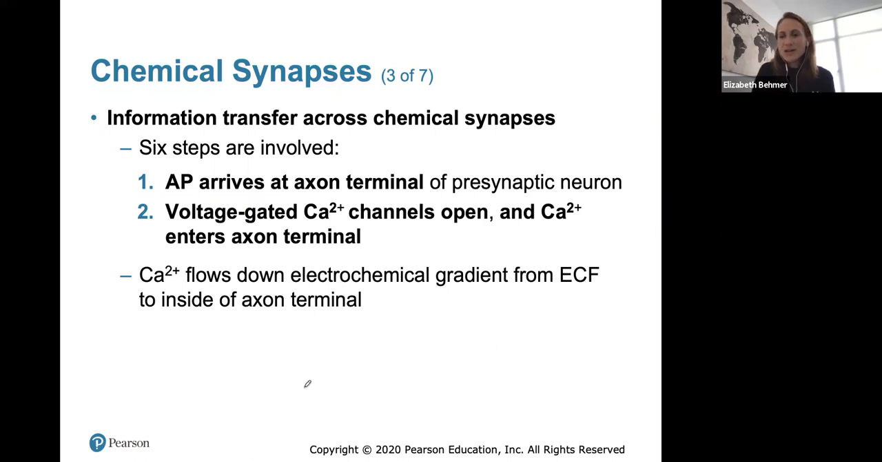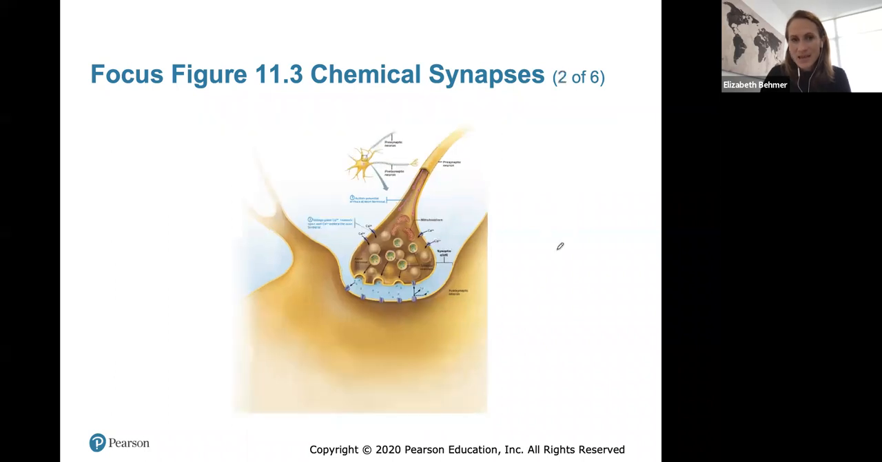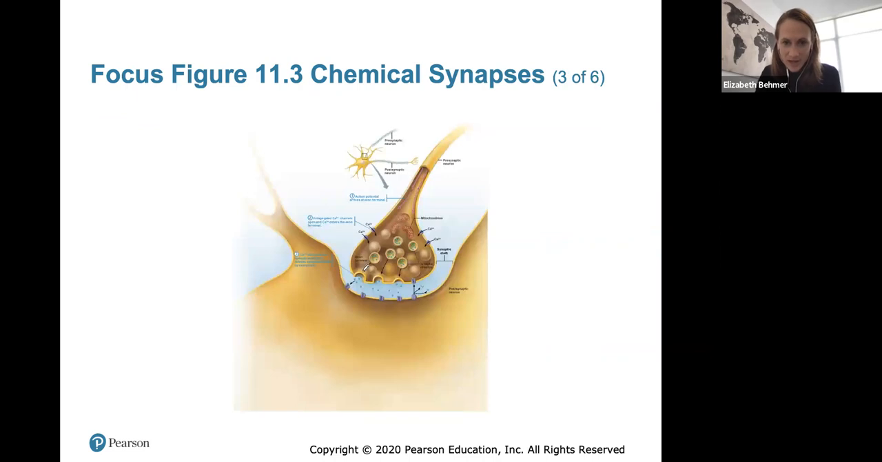So for the action potential, we'll go through these 6 steps briefly. The action potential arrives at the axon terminal, and this causes voltage-gated calcium channels to open so that calcium enters the axon terminal. And you can see this occurring here. I know it's a little small to see, but the action potential is arriving, opening up the voltage-gated calcium channels, and calcium is entering. Number 2, the calcium entry is what causes the vesicles to release the neurotransmitter from that presynaptic terminal.